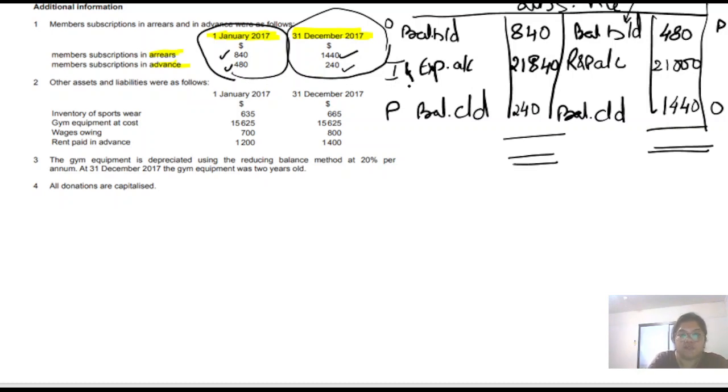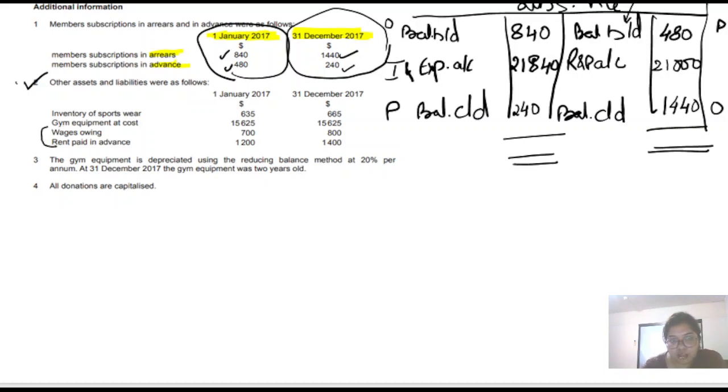Okay, so this is the balance of subscription which we are going to transfer to our income and expenditure account. Okay, the next, from the second point, there are other assets and liabilities. Assets having the opening balance, liabilities also having the opening balance. First of all, this is your inventory, meaning opening inventory and closing inventory. Gym equipment cost 15,650, 15,620. Okay, then wages owing and rent paid.